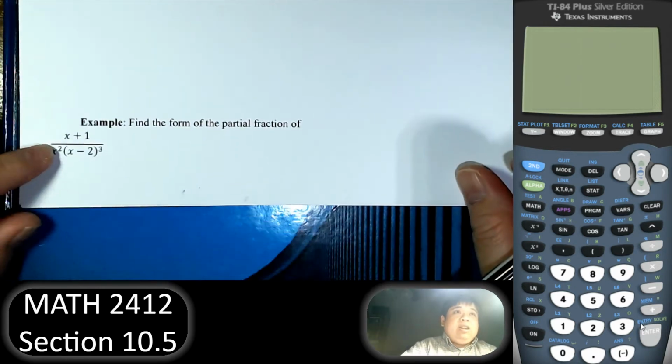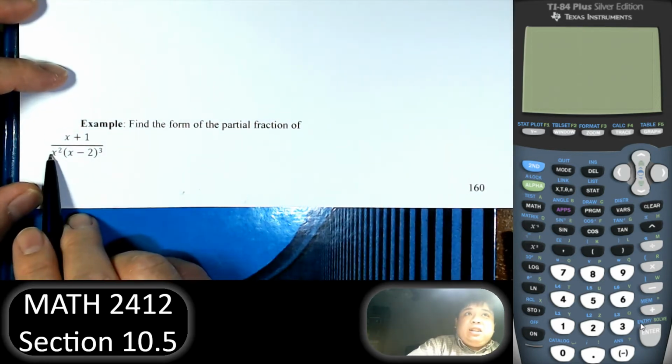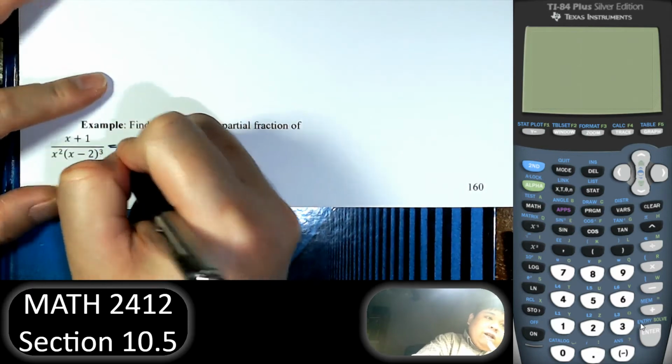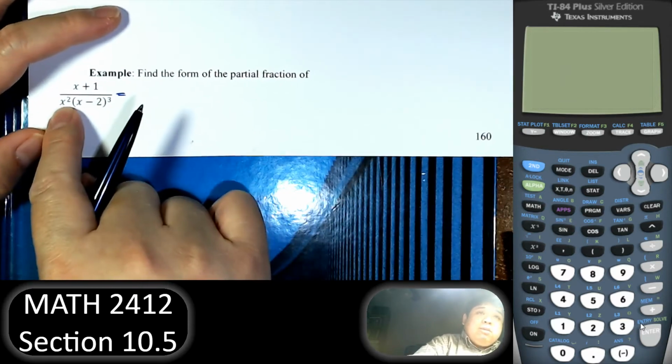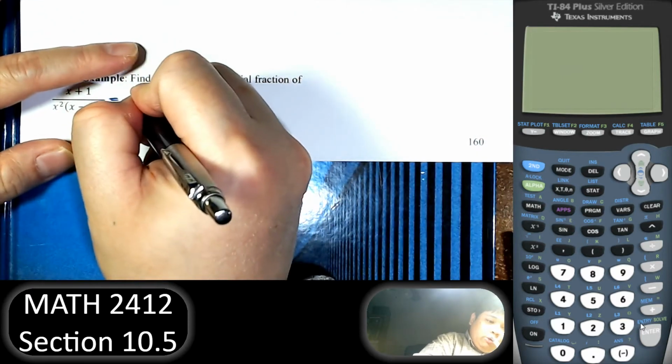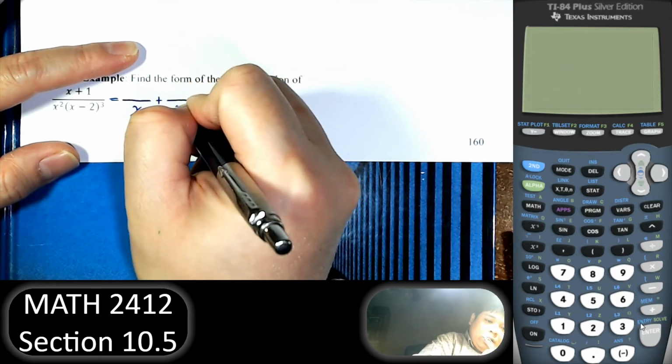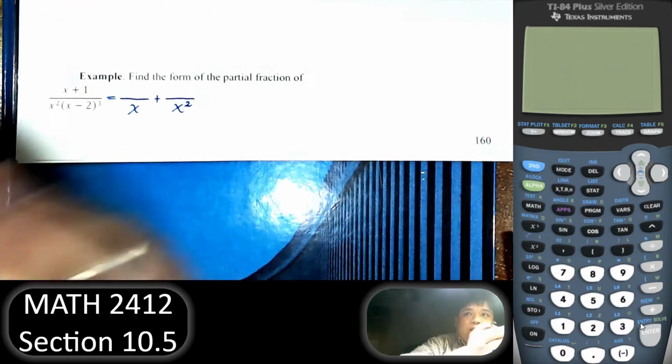Let's say we have these scenarios: there are 2 factors of x and 3 factors of x minus 2 cubed, right? So what it says here is that if there are 2 factors of x, we're going to have 2 fractions for that. One is x and one is x squared. Simple enough, right?